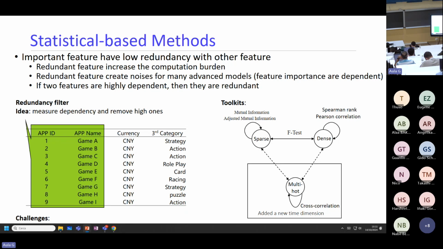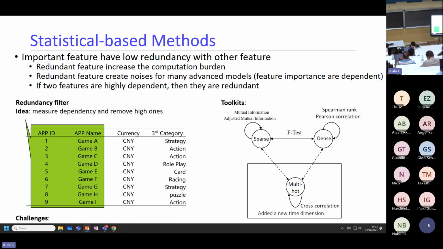In this table, I have given an example. For example, the app ID and app name, even though they are not exactly the same, their values are almost the same. So they provide collinear information. If you train them in the model, these two features may share information equally, but if you remove them two altogether, then no information is provided.